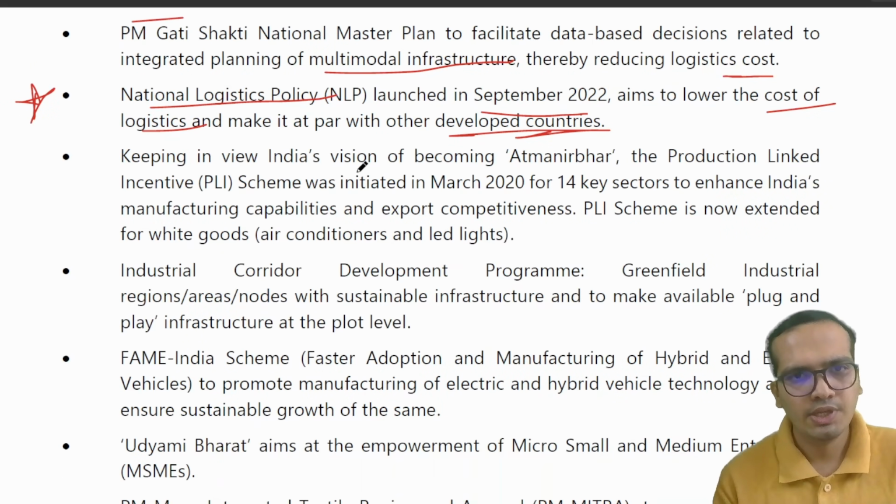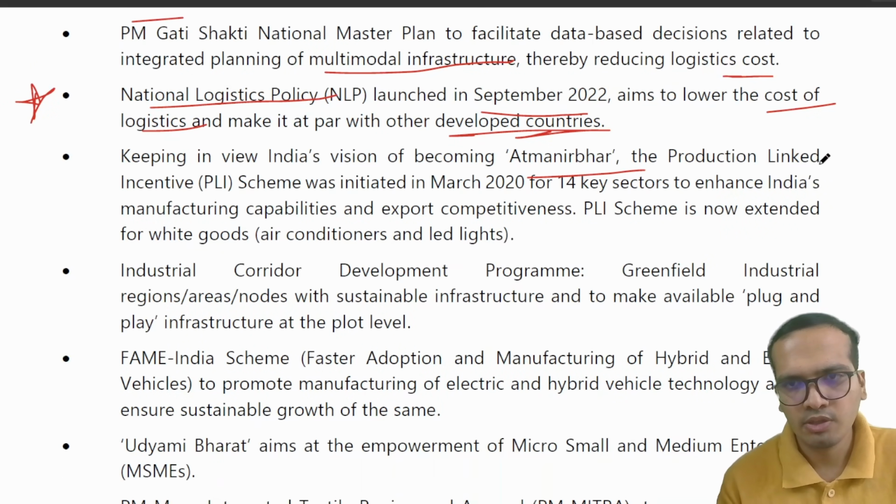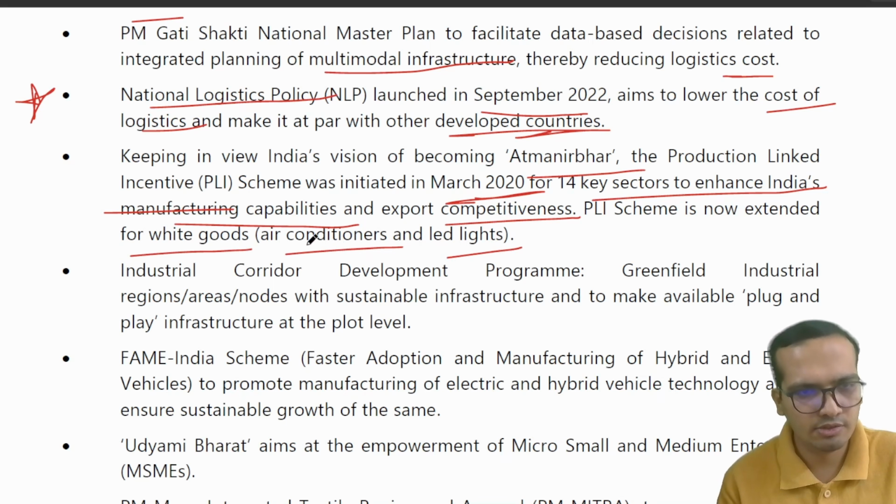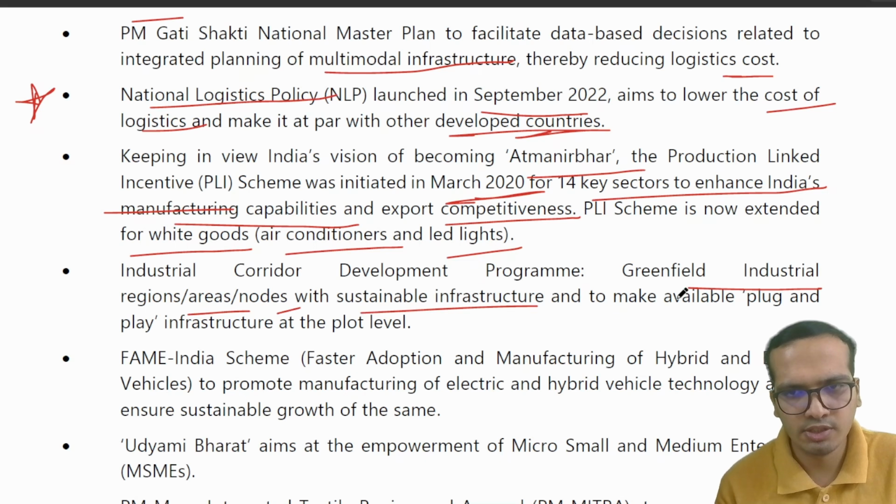Keeping in view India's vision of becoming Atmanirbhar, the Production Linked Incentives (PLI) scheme was initiated in March 2020 for 14 key sectors to enhance India's manufacturing capabilities and export competitiveness. PLI scheme is now extended for white goods, that is ACs and LED lights. Industrial Corridor Development Program: Greenfield Industrial Regions, areas or nodes with sustainable infrastructure and to make available plug and play infrastructure at the plot level.